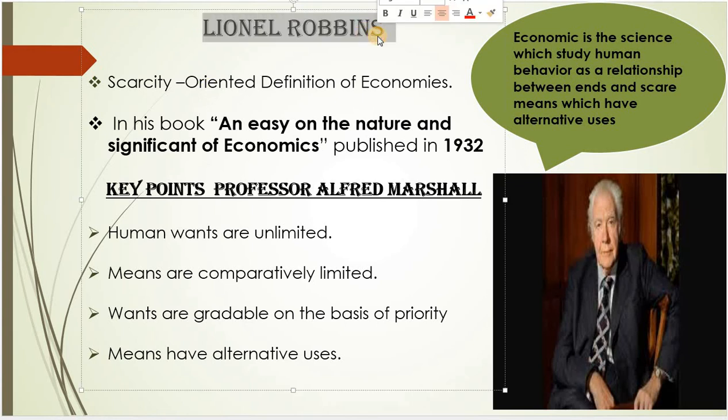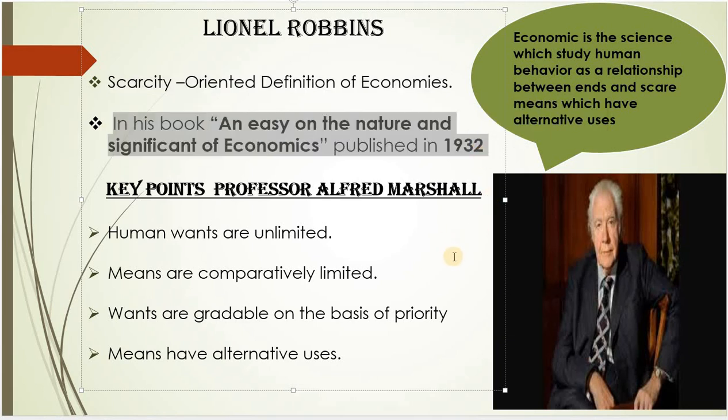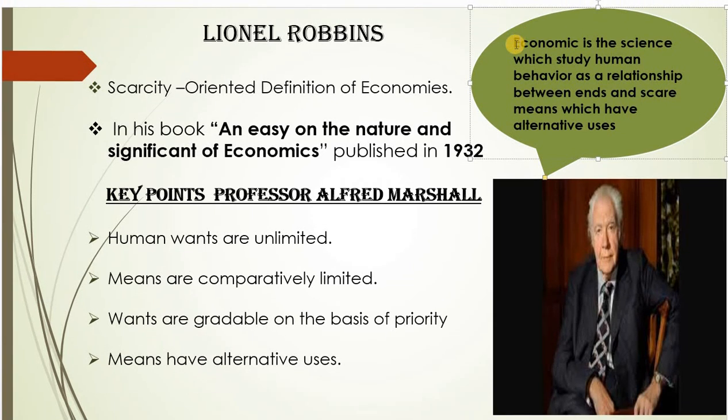The popular modern era economist was Lionel Robbins. He gave the scarcity definition of economics in his book An Essay on the Nature and Significance of Economic Science, which he published in 1932. As per him, economics is the science which studies human behavior as a relationship between ends and scarce means which have alternative uses. Here ends means wants, and scarce means are resources, which are limited, or income which is limited, and it has alternative uses.